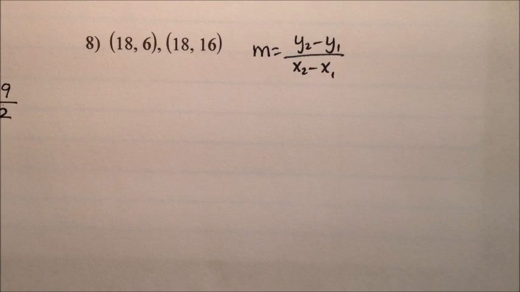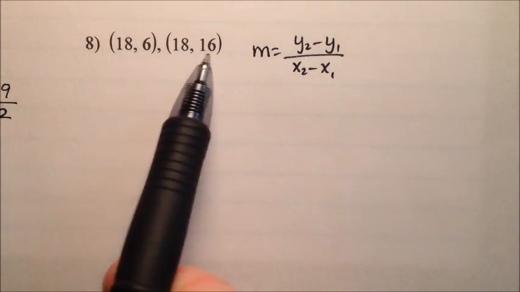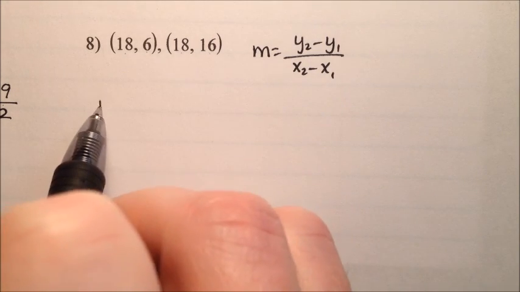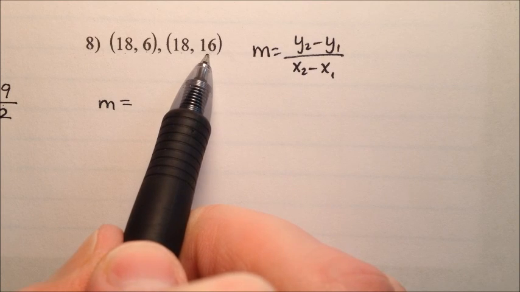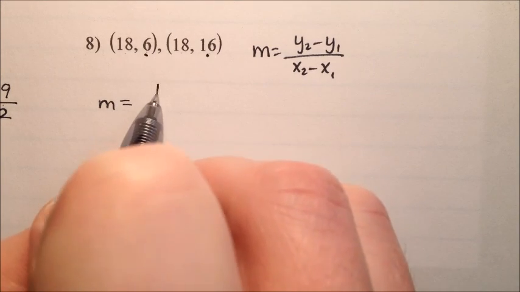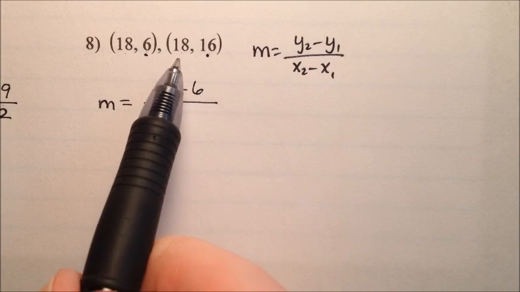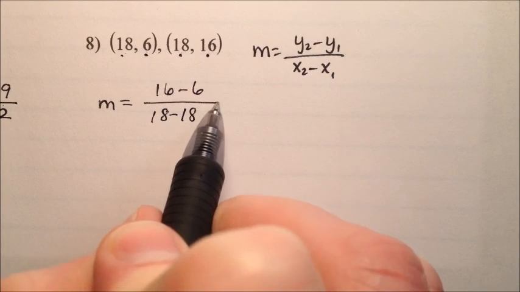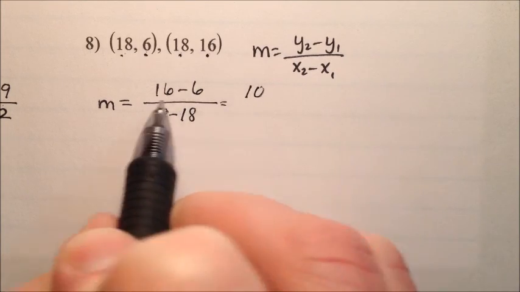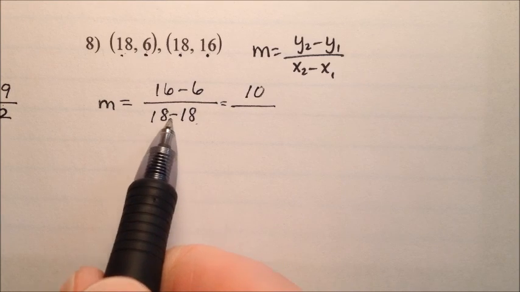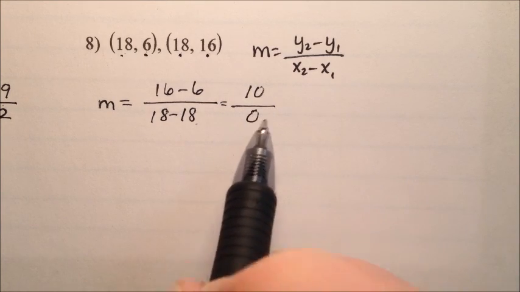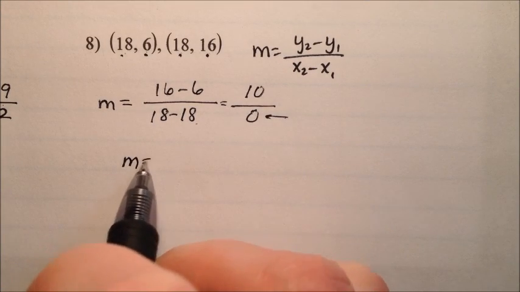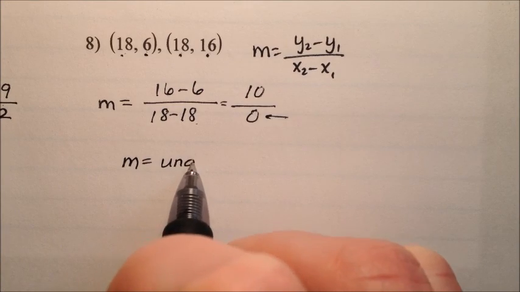Number 8 is the last one in this section. We're given, again, two ordered pairs, 18, 6 and 18, 16, and we're going to use our formula here. So m equals y2 minus y1, so 16 minus 6, over x2 minus x1, so 18 minus 18. On the top, 16 minus 6 will be 10. On the bottom, 18 minus 18 is 0. Interesting, so we have a 0 on the bottom now. Remember what we said last time. We can't divide by 0, so we're going to have to say undefined.